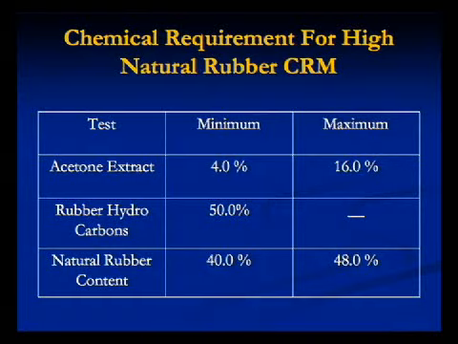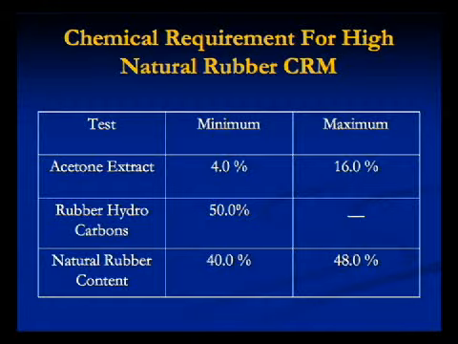The difference between high natural rubber and scrap rubber is the amount of natural rubber in crumb rubber. High natural rubber requires the amount of natural rubber to be between 40 to 48%. Scrap rubber is anywhere from 15 to 39%. So when you're dealing with high natural rubber, you have to make sure the natural rubber content is between 40 to 48%. Of course, there are other requirements.